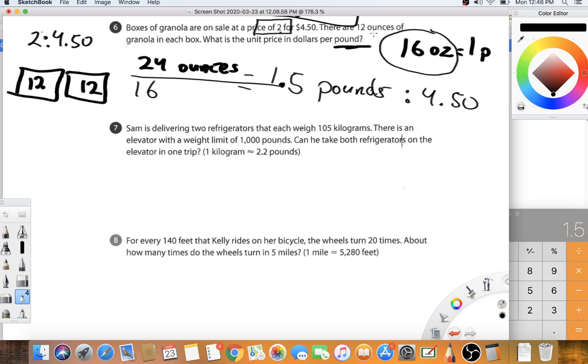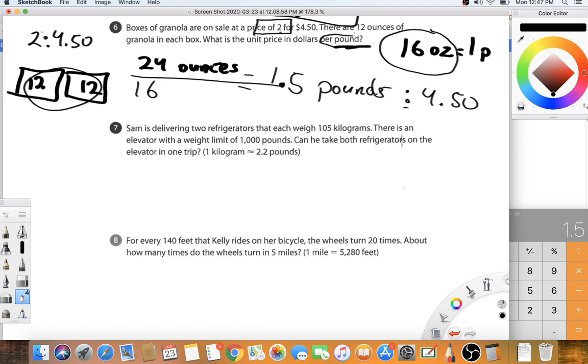Each box has 12 ounces. And when we added the ounces, it was 24. So then we divided 24 ounces by 16 ounces because that's how much 1 pound is. So when we divided 24 by 16, we got 1.5 pounds. That's how many pounds there are for every $4.50. So the thing that you need to figure out now is what is the unit price in dollars per pound?